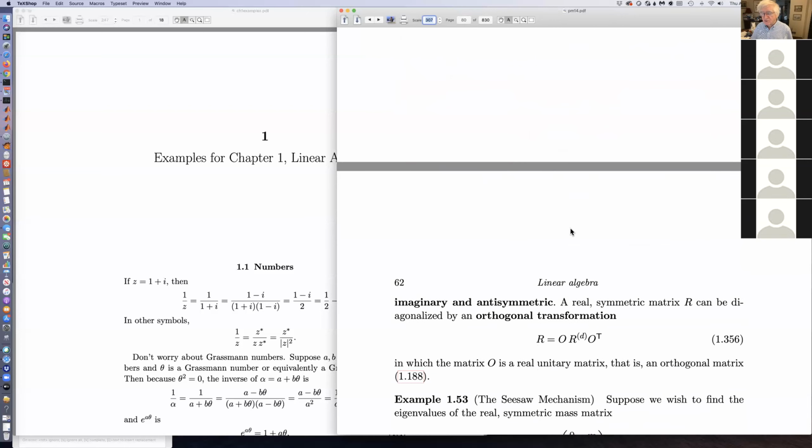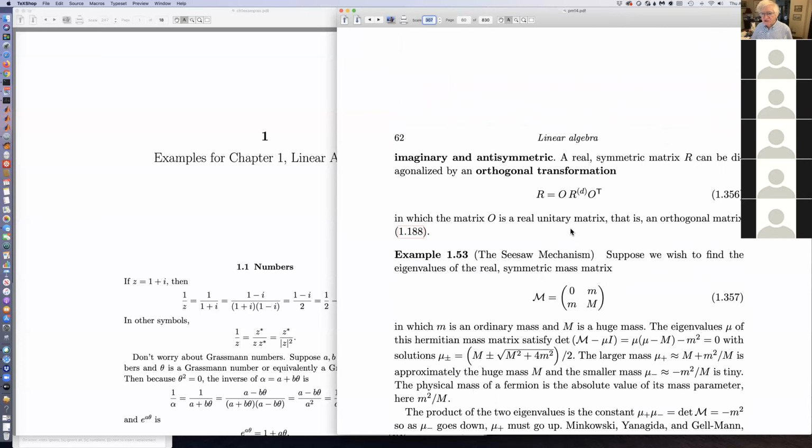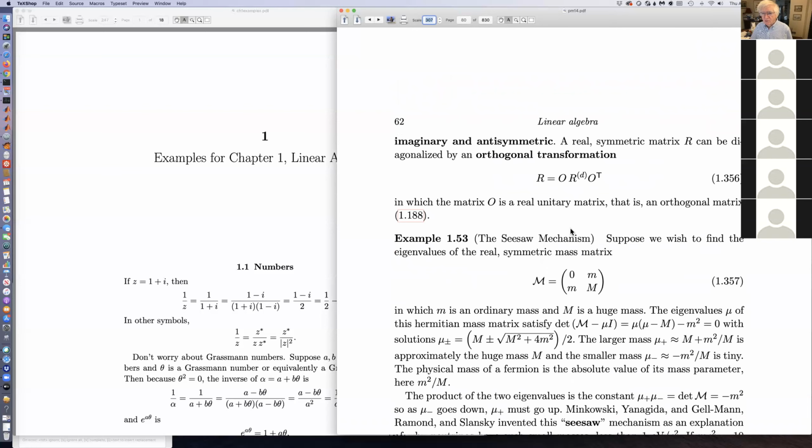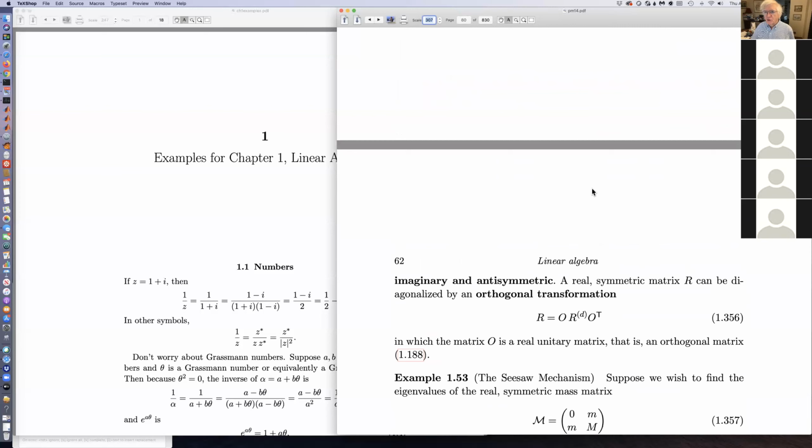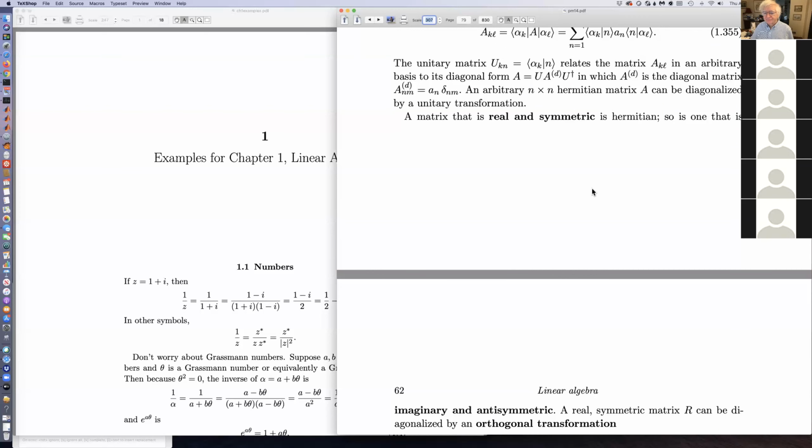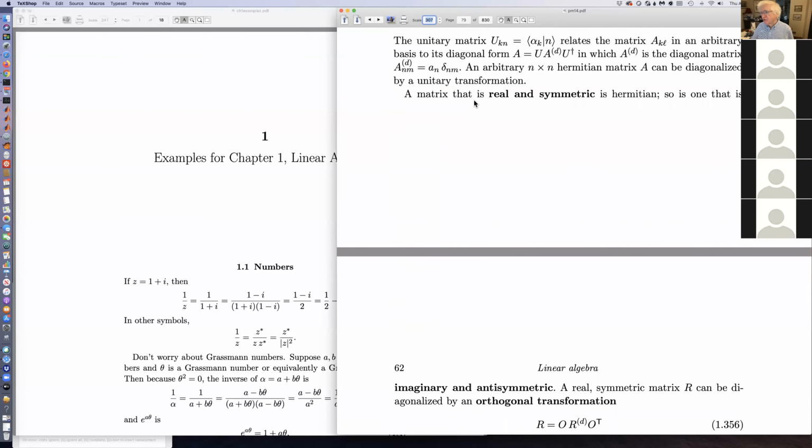A matrix that's real and symmetric is Hermitian. So is one that's imaginary and anti-symmetric. In particular, a real symmetric matrix can be diagonalized by a real unitary matrix, and that's what we call an orthogonal matrix. By the way, we see here two kinds of Hermitian matrices. One kind is real and symmetric, another kind is imaginary and anti-symmetric.